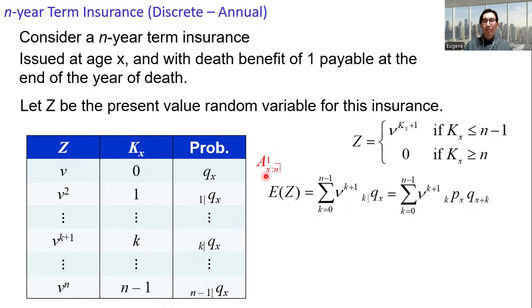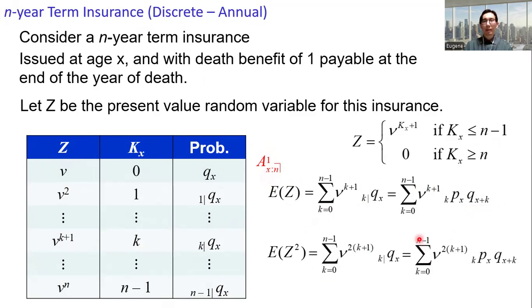The second moment, the expected value of Z squared. By definition, we have this expression. And then compare these two expressions. The expected value of Z squared is simply the evaluation of the expected value of Z at a double force of interest. Therefore, we can add the pre-superscript 2 to denote the expected value of Z squared. And the variance is standard: the expected value of Z squared minus the square of the expected value of Z.